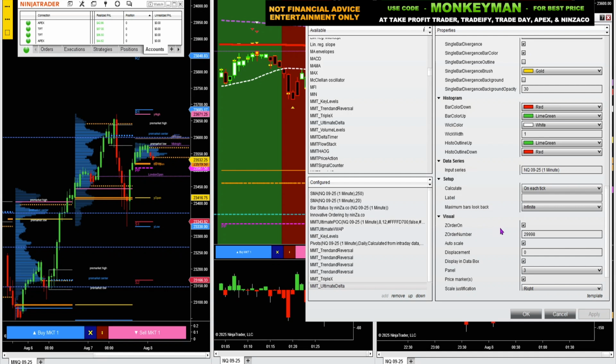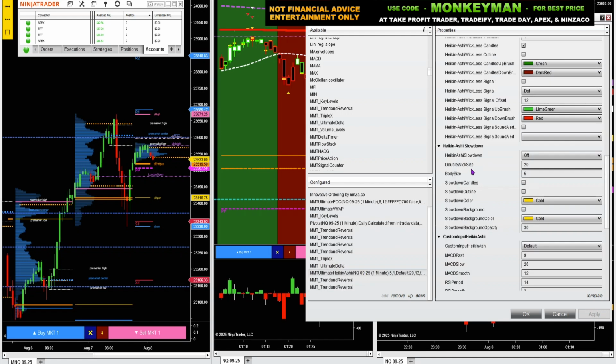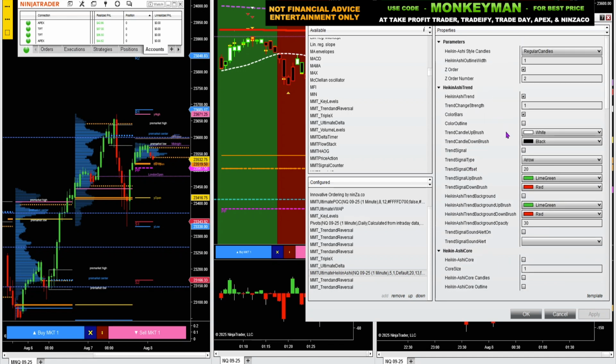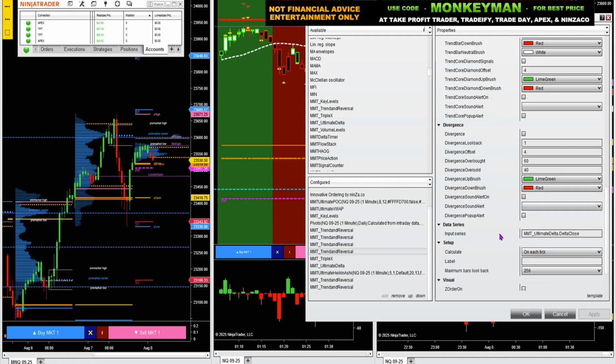And to get it to paint over top of the Heikin Ashi, I've got the Z order on, Z order number 29998. I got the ultimate Heikin Ashi on here, painting the inside of the bars, white for up, black for down. There's a trend and reversal instance that's painting the outlines with the trend flow, strength of 1, directional filter off, SMA filter of 3, just the outlines. And this has an input of the MMT Ultimate Delta in cumulative mode. Delta close is the plot.